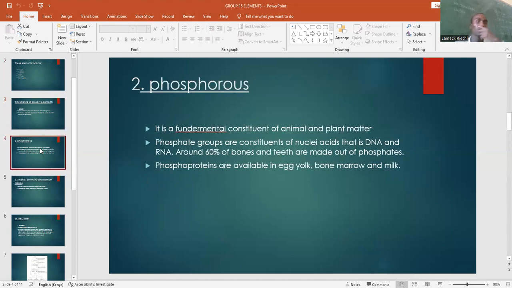And phosphorus, being a constituent of animal and plant matter, its phosphate groups are constituents of nucleic acids, that is DNA and RNA. Around 60% of bones and teeth are made out of phosphates.